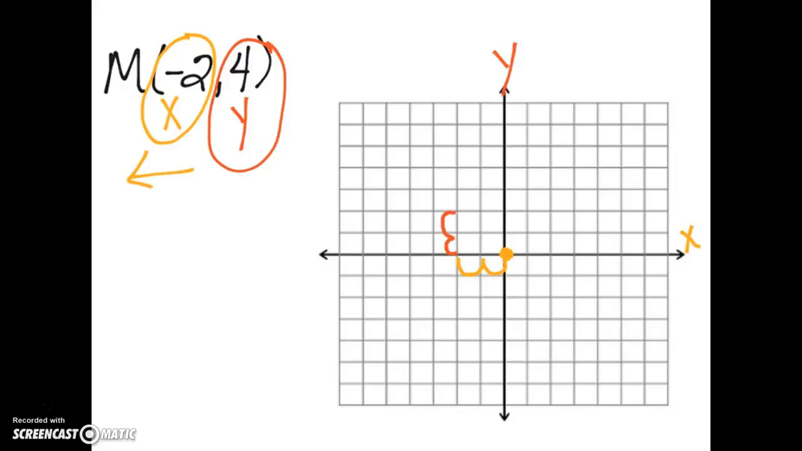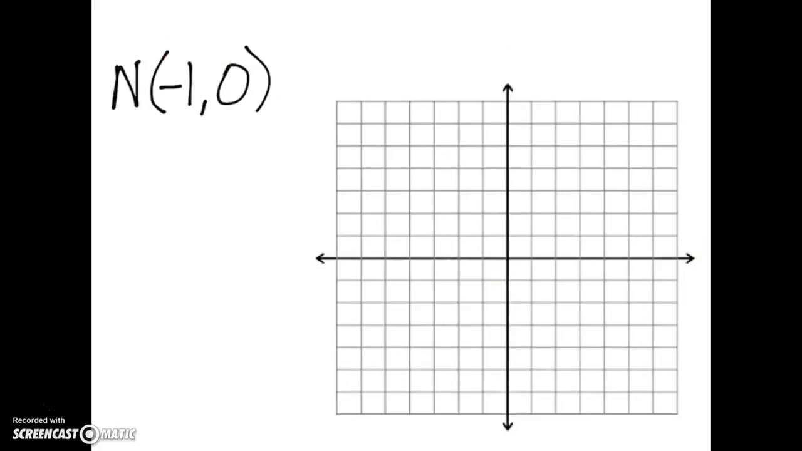So up 1, 2, 3, 4. And I'll put my point at that spot. Again, I'm dealing with whole numbers, so my point should be right at an intersection of 2 lines. And I have to be sure I label this with the letter that they gave us right before that ordered pair. So this is point M. All right, let's try another.